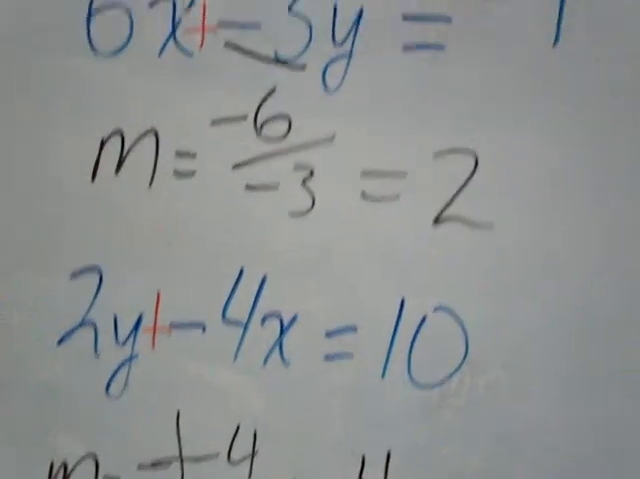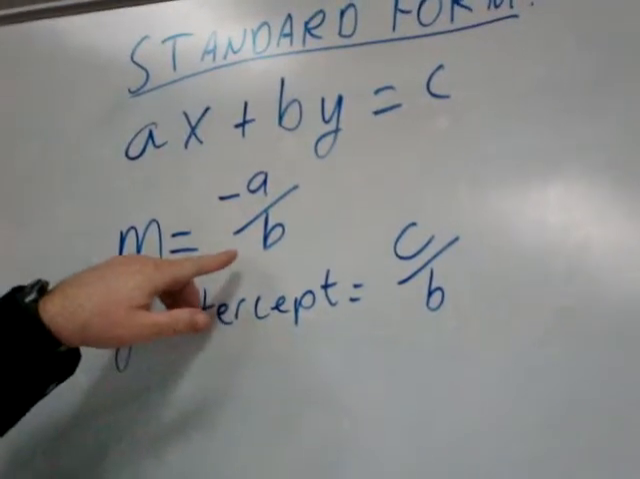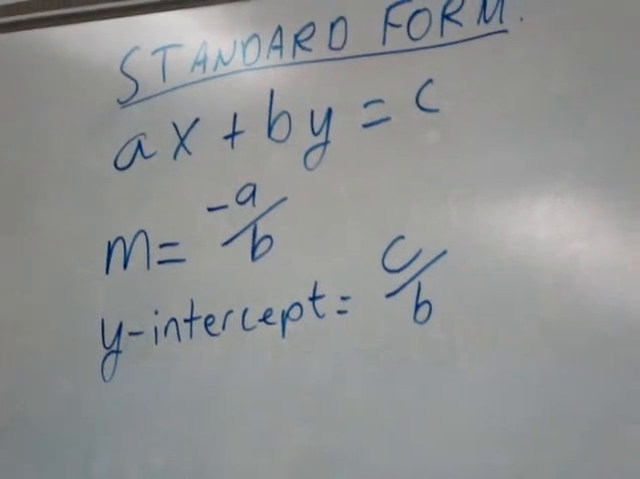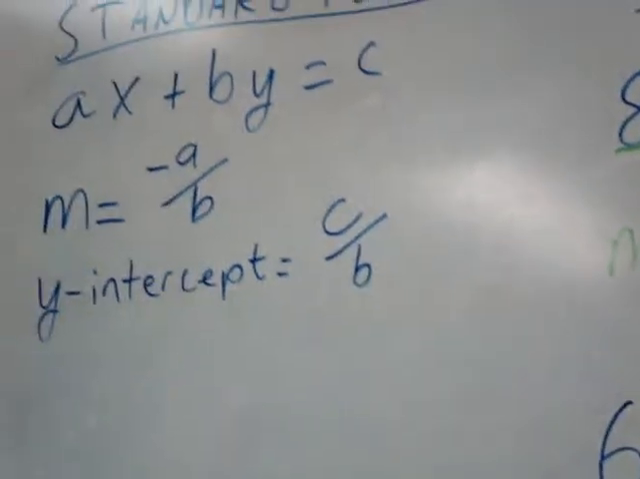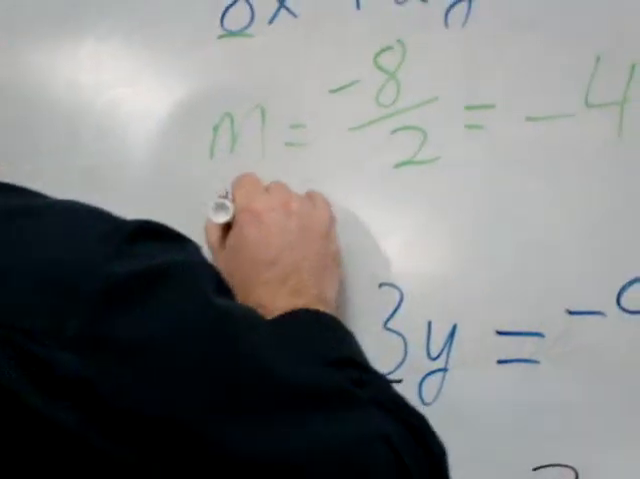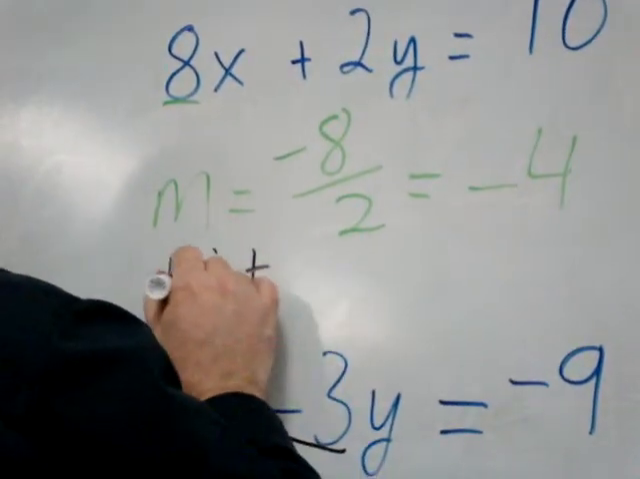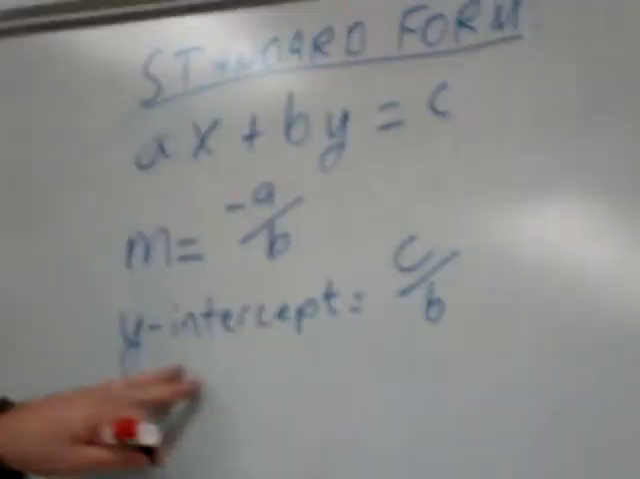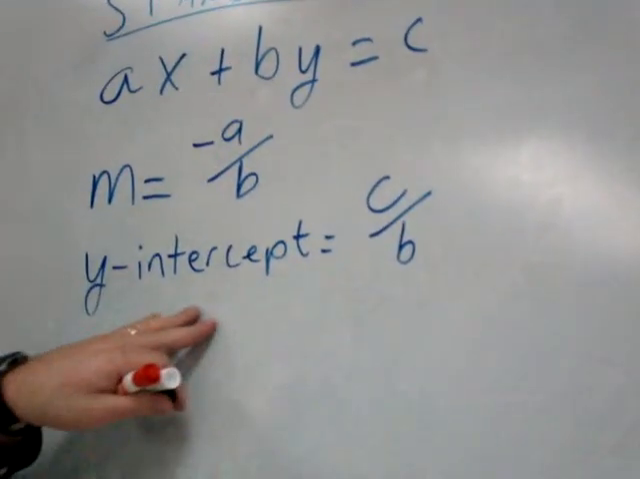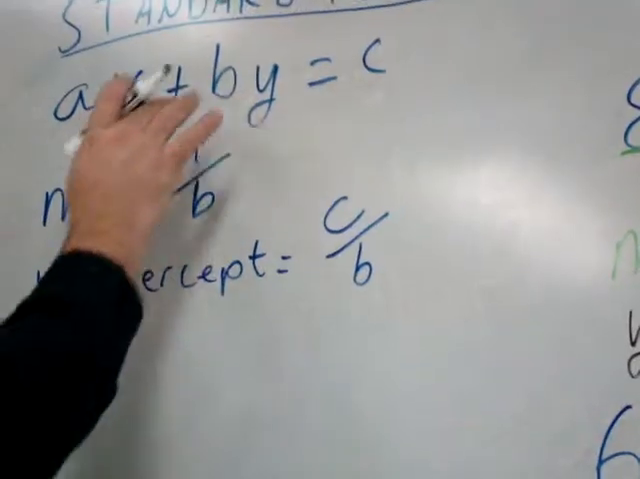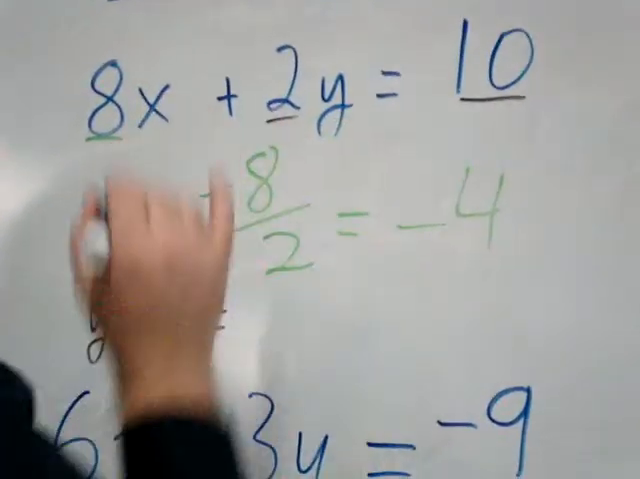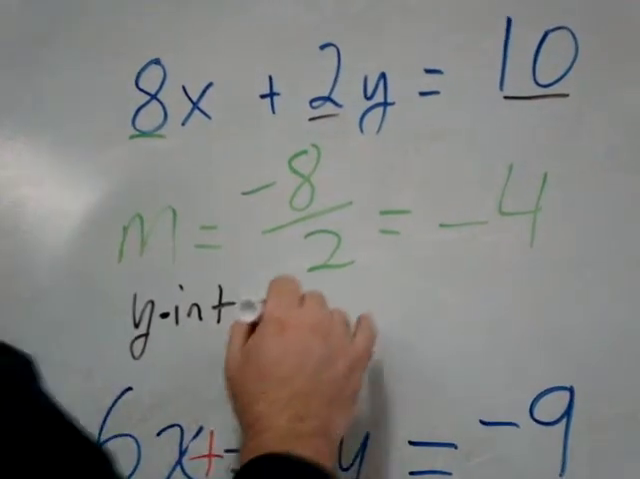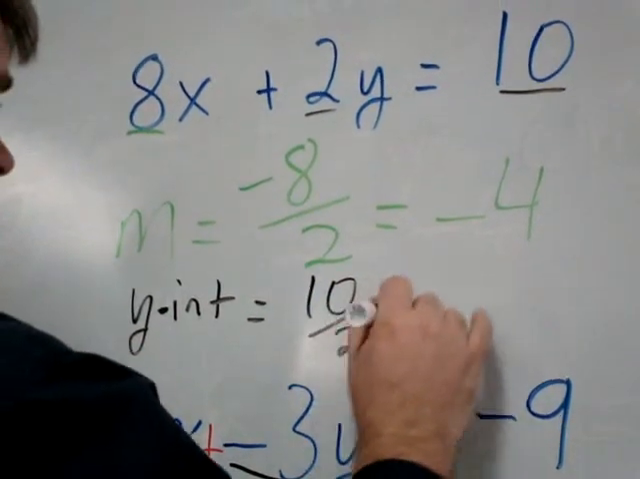Okay, so there you have it. We were able to go from standard form and find our slope in just a couple of easy steps. Now let's say we want to find the y-intercept as well. This is pretty easy. Our little tool says to take that constant and divide it by the coefficient on y. In this case, the constant is 10 and the coefficient of y is 2, so it's 10 divided by 2, which equals 5.